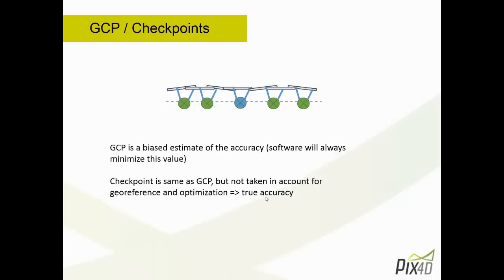So a good way to measure the accuracy of your project is to use something slightly different that we also introduced in Pix4D Mapper, the checkpoint. A checkpoint is basically the same as a ground control point. It is also something that you have to mark on the ground, measure with a geodetic GPS, and click in the images. But if you label it as a checkpoint, the software will not take it into account for either the georeference or the optimization. And at this spot, you will be able to get a very fair assessment of the accuracy of your project. We're going to show that a bit later in more detail.